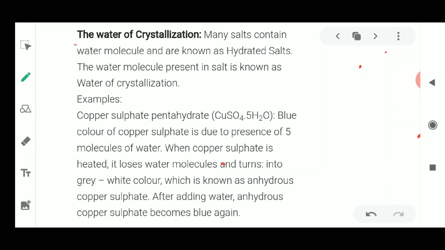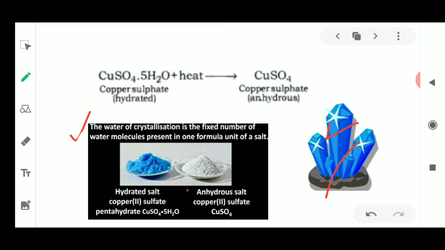So please remember, whenever these blue copper sulfate crystals are heated, they convert into white colored crystals. They are known as anhydrous copper sulfate. Now after adding water to it, anhydrous copper sulfate again becomes blue. So this is the reaction for formation of hydrated salt and anhydrous salt.